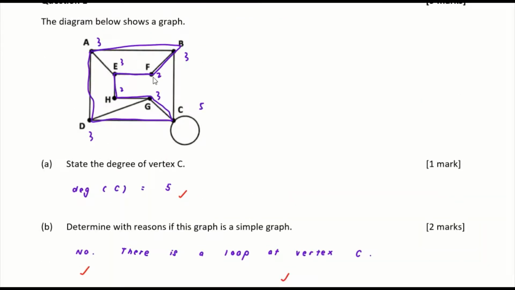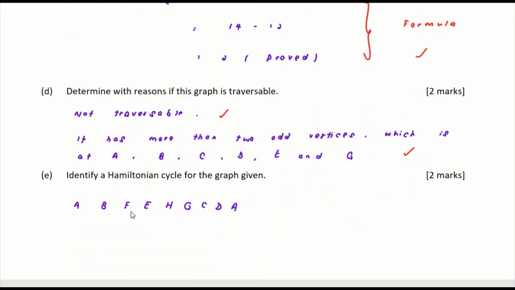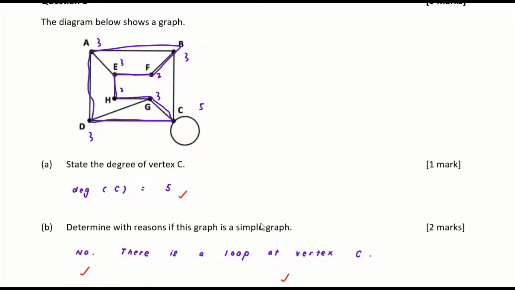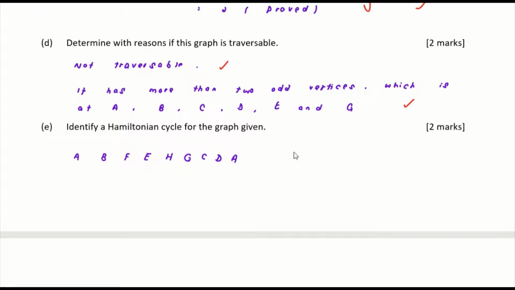You should check: 1, 2, 3, 4, 5, 6, 7, 8, 9. So you should have 9 vertices involved here, because you need to repeat the one that you start with. That's why you start and end at the same vertex. So this is how you check.